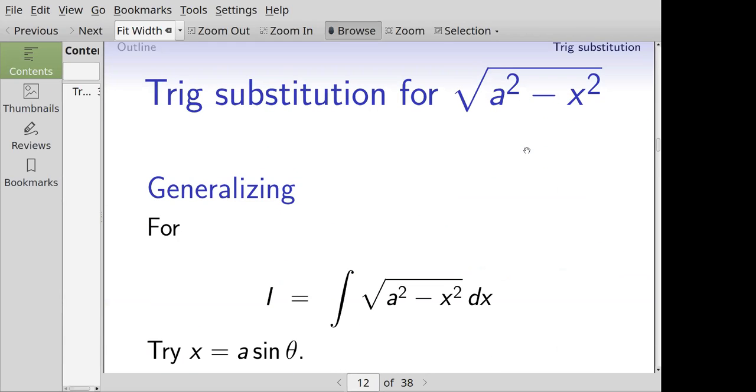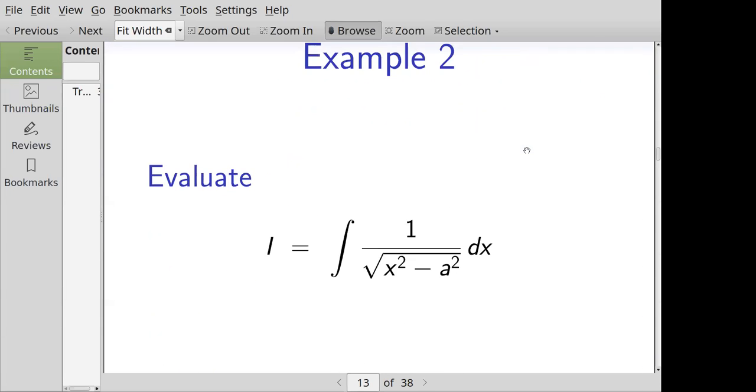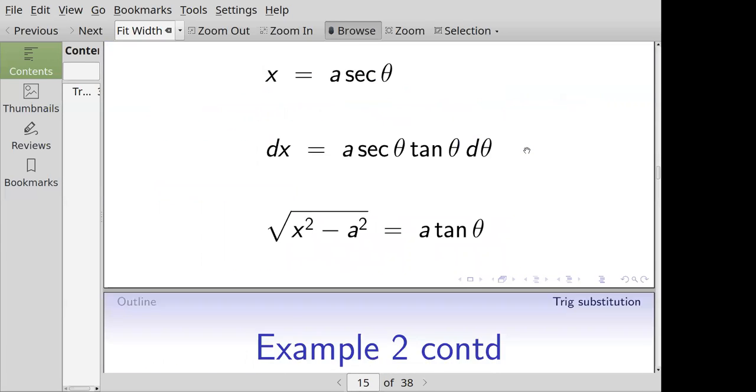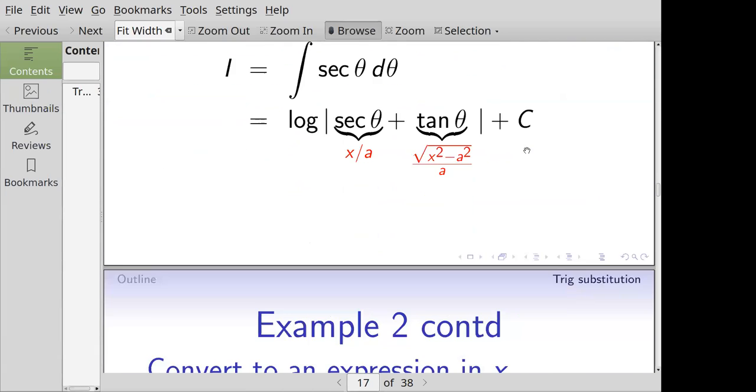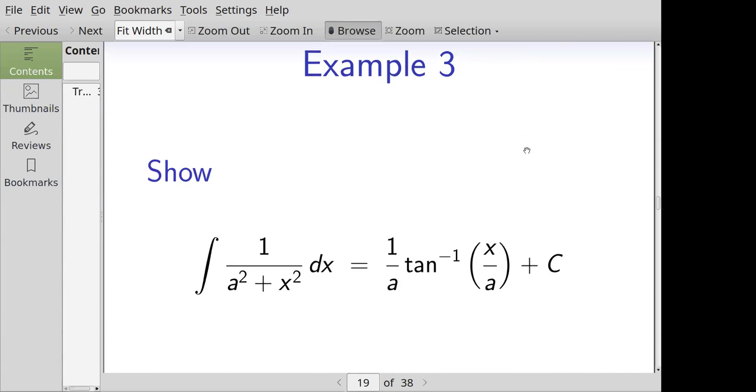What if we generalize this a bit? We have root of a squared minus x squared. Again, if you have a multiple of x dx in the problem, you might just want to let u equal a squared minus x squared. On the other hand, if you don't, then a trig substitution of the form x equals a sine theta might be tried. Again, we saw that last time.